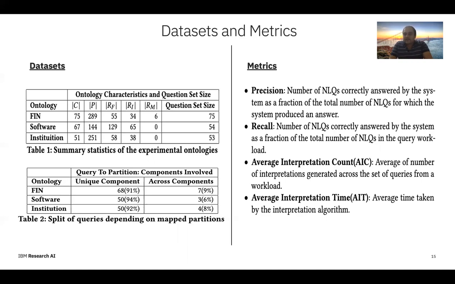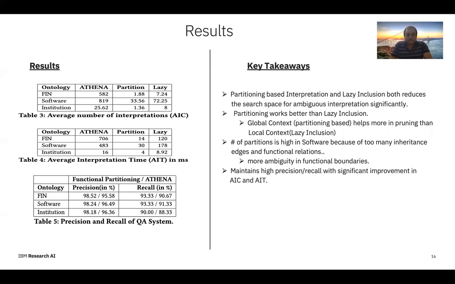For metrics, we wanted to count the average interpretation count, which is the basic thing, how we measure how precise we are in generating different candidate interpretations. Correlated with that is average interpretation time. So these are the main metrics where we are expecting improvement. But more importantly, we want to make sure we are not losing precision and recall in trying to improve AIC and AIT. So let us see how the result pans out.